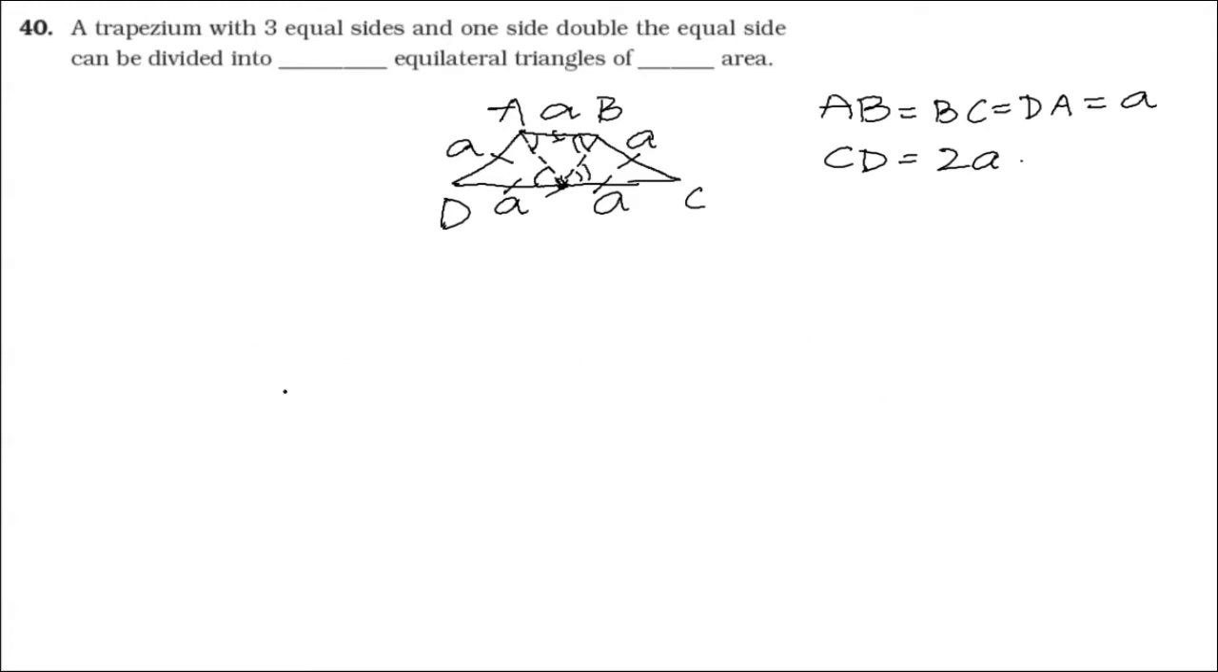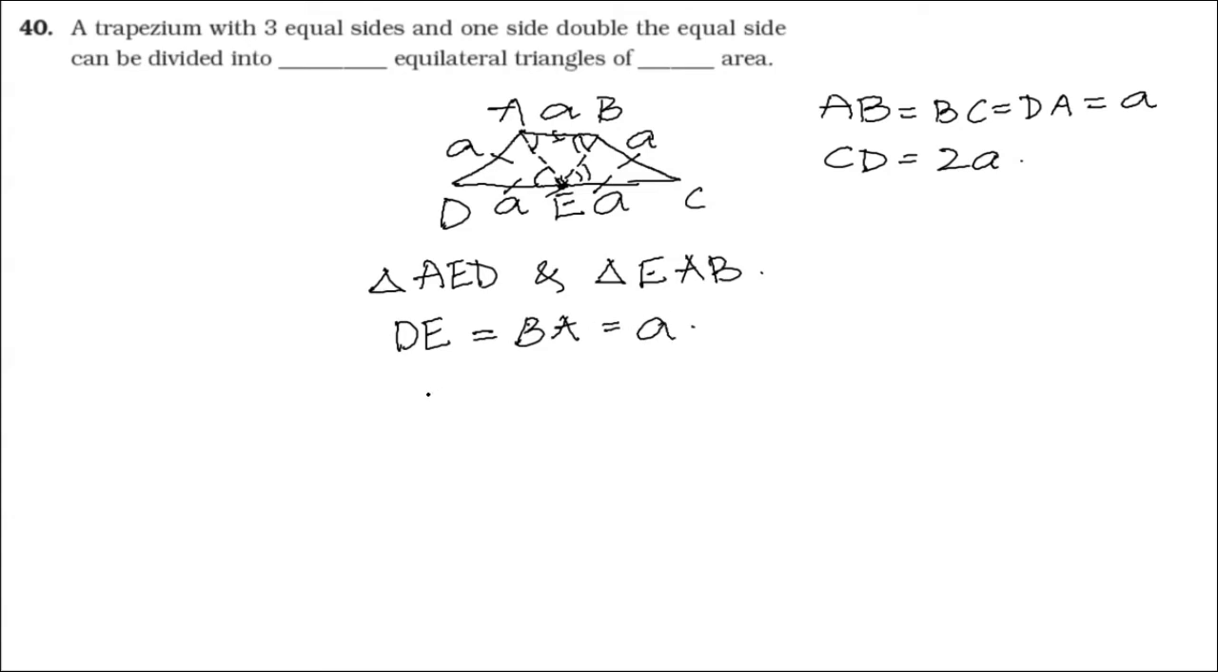Let me mention this point of intersection as E. If I consider the triangle AED and triangle EAB, what I have is the side DE is equal to the side BA, both are equal to A units. There is side AE which is equal to the side EA, it's a common side.